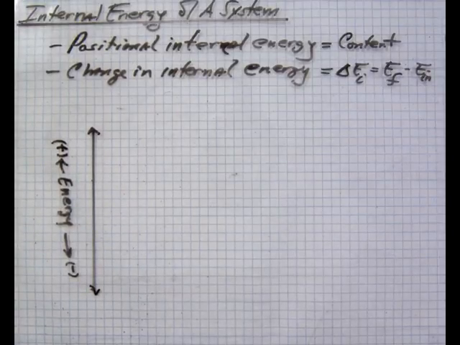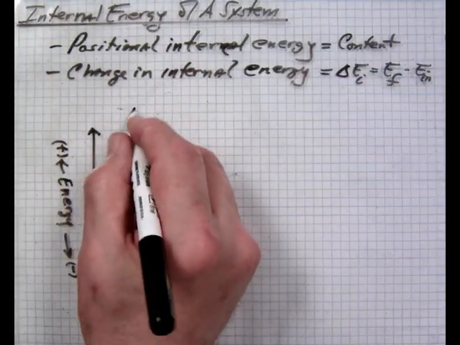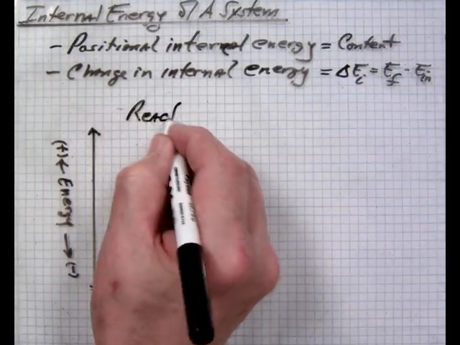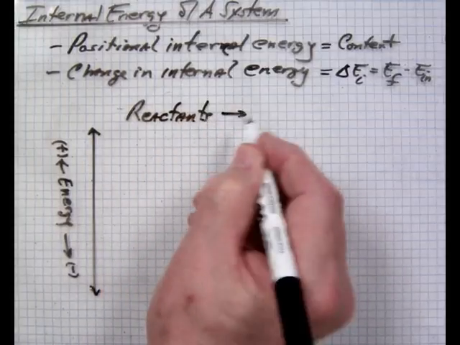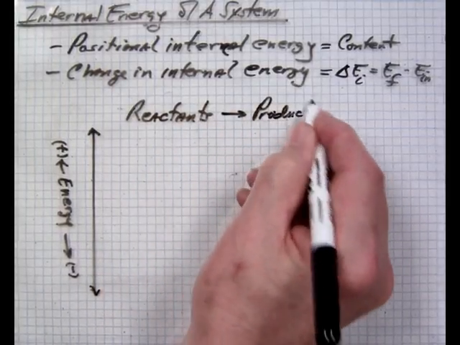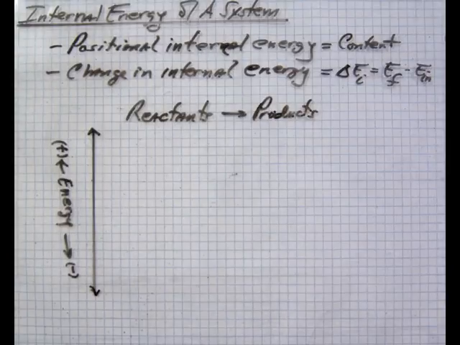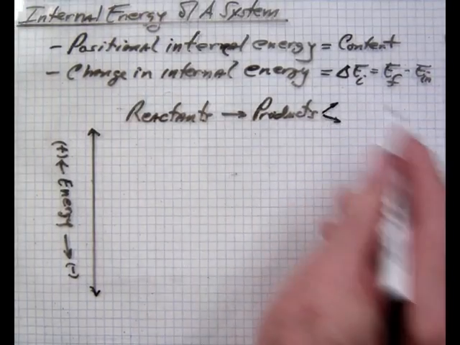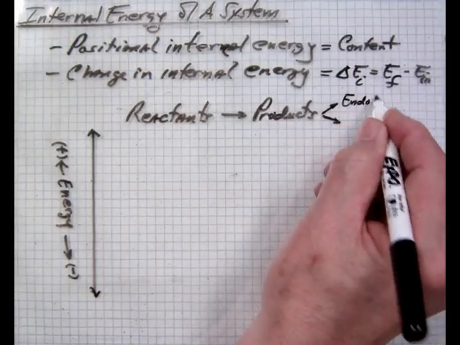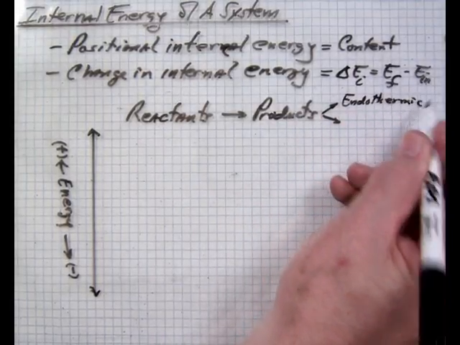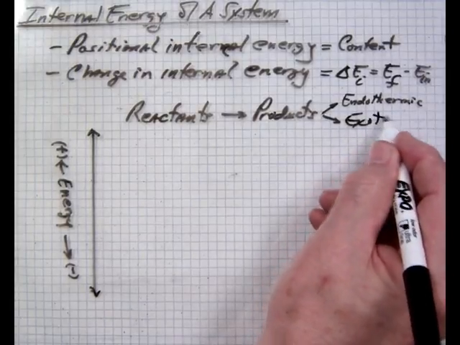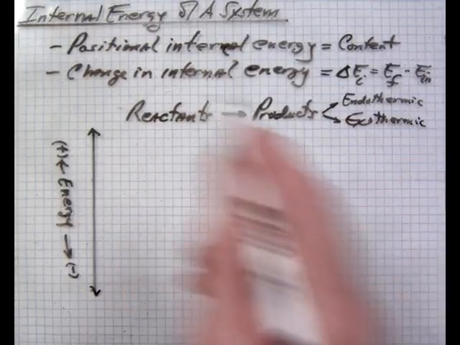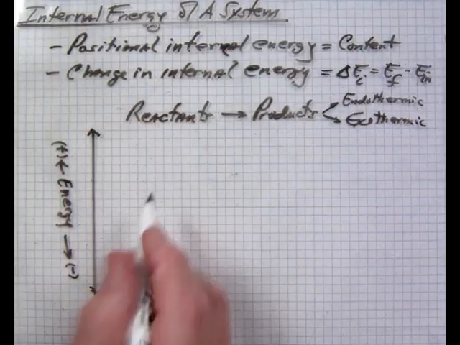And that now for a chemical reaction going from reactants to products, we have two options here. Endothermic and exothermic is where I'm going. So you can have reactions that are endothermic and reactions that are exothermic. The system is losing energy or the system is gaining energy.